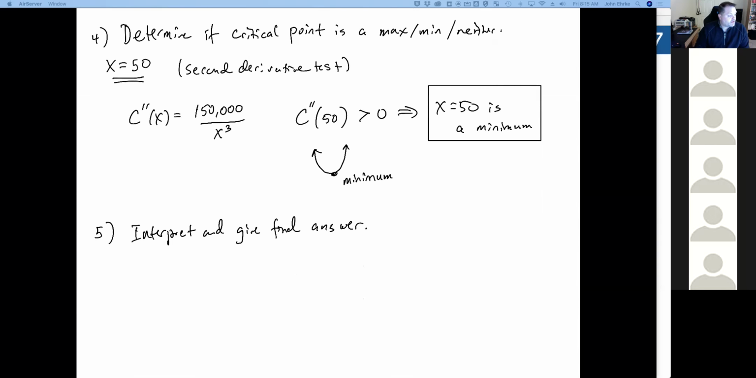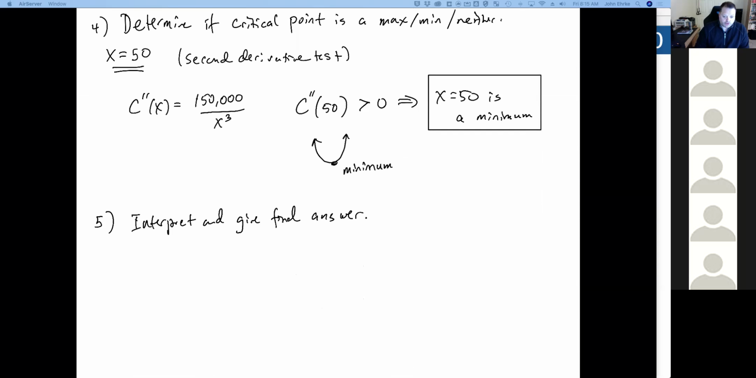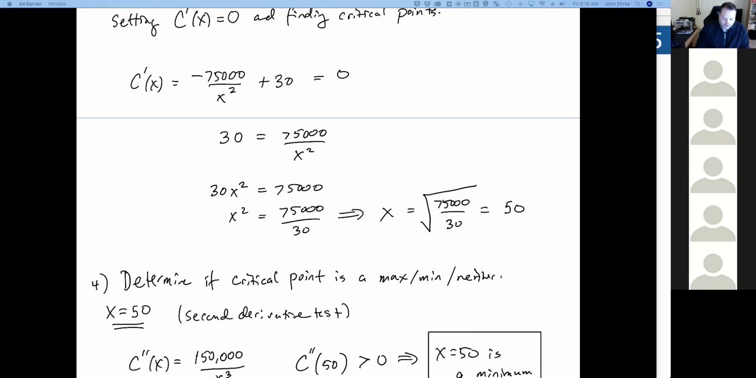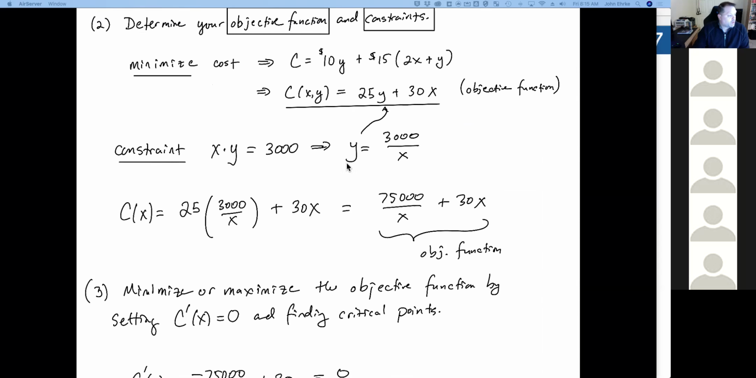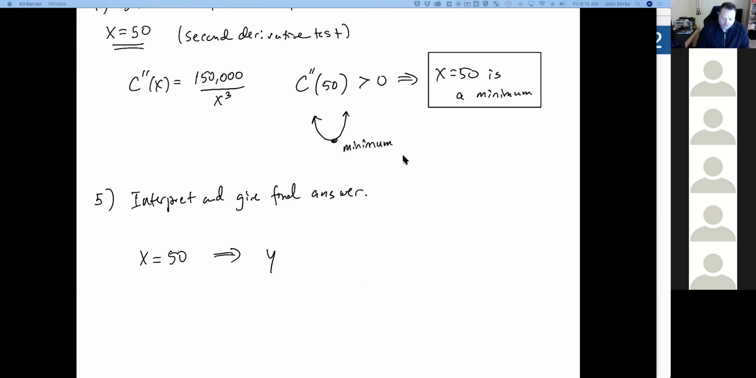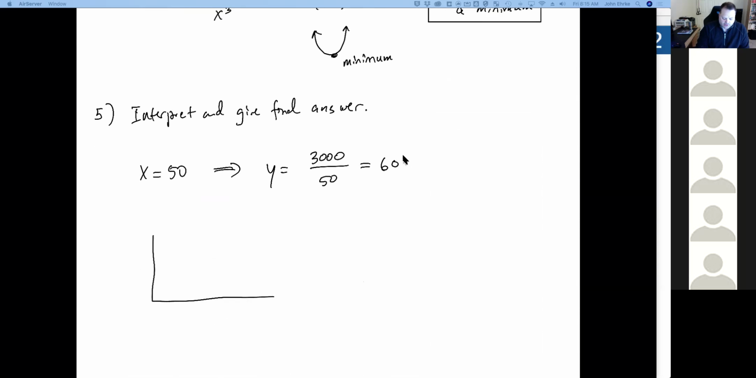So we're going to interpret and give our final answer. What you want to do then is, if I know x is 50, I can go back to the constraint. Remember, the constraint back up here is where y is 3,000 over x. So I can plug in 50 to get the y value. So if y is 3,000 over x, it's 3,000 over 50, which is 60. So I know that this rectangular garden is going to have to be 50 by 60. So those are the dimensions that are needed.